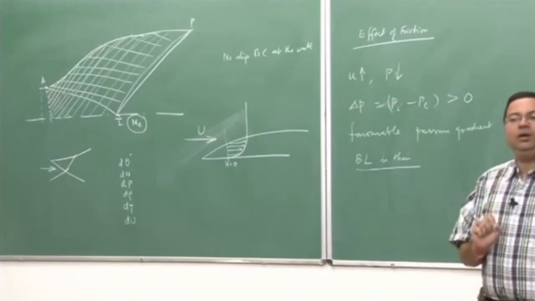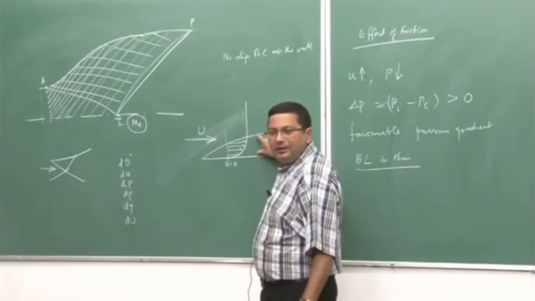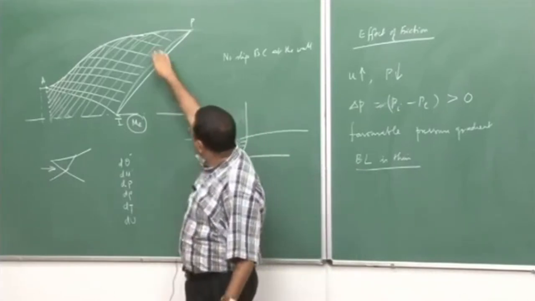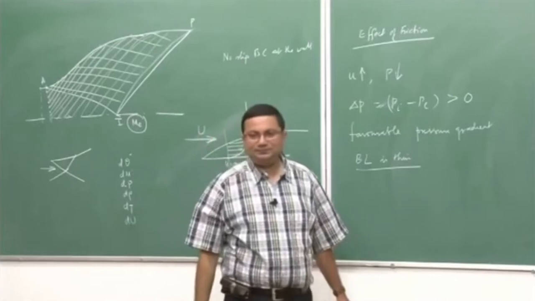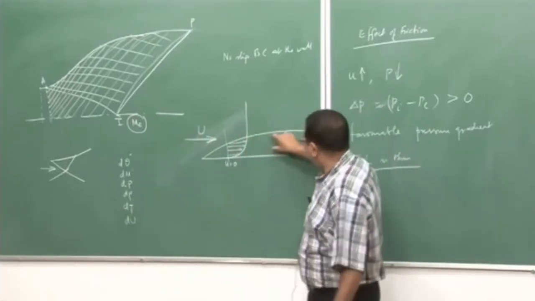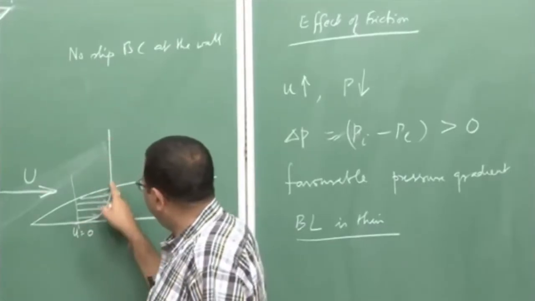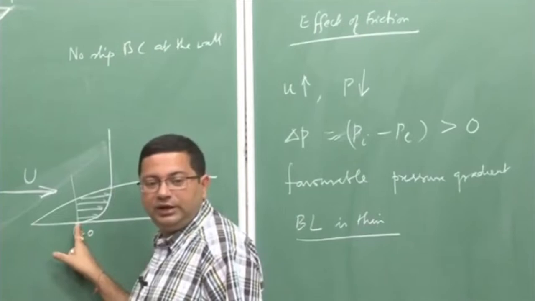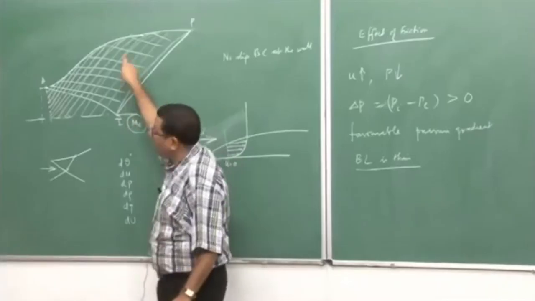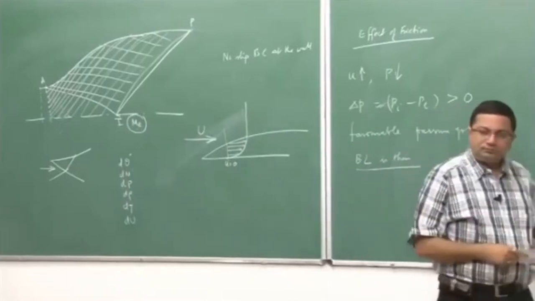What do I mean by thin boundary layer? That the extent of this boundary layer is much less compared to the extent of free stream. So, the extent of the boundary layer where this change is occurring when the flow is coming to zero velocity, that is much less compared to the extent of the free stream. That is why we called it a thin boundary layer.